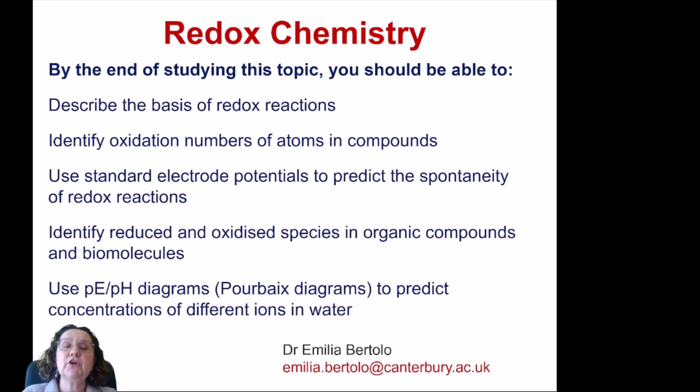And finally, we're going to be looking at something called Pourbaix diagrams, or E-pH diagrams, E being electrode potential, and we're going to use them to predict what sort of ions you might find in solution, ions that can stabilize more than one oxidation state, and how you can use these diagrams to predict at different pHs what sort of ions of a particular atom you might find in solution.